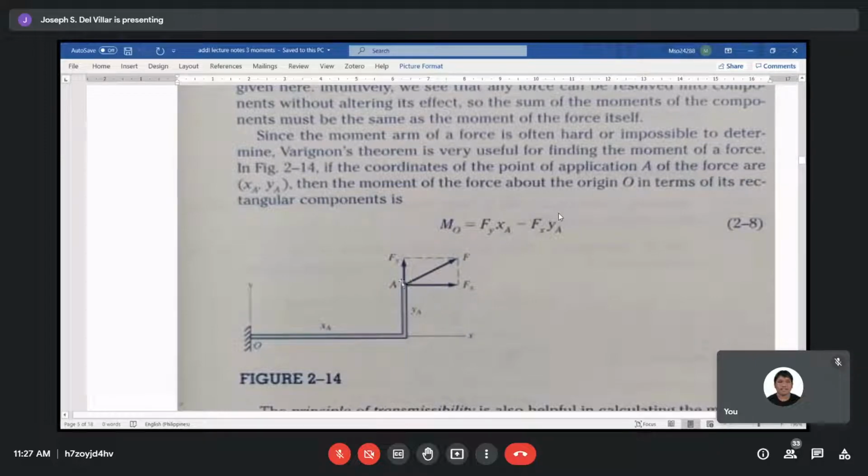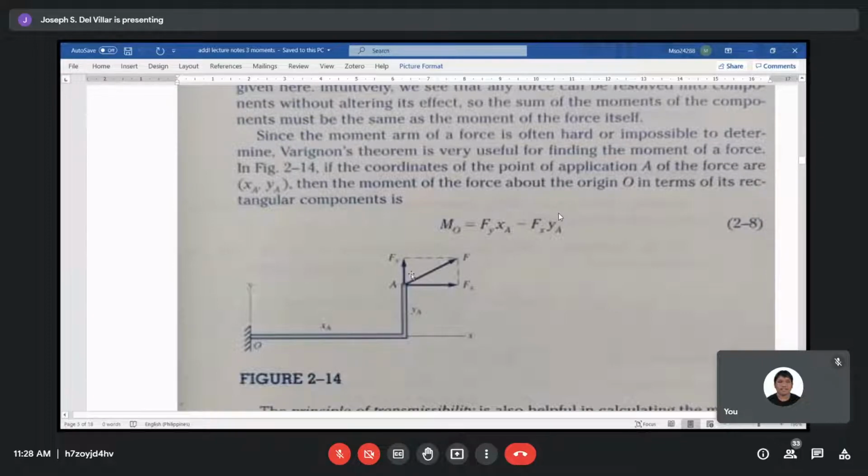So dalawa na ngayon, di ba? Both of them merong moment with respect to O. Okay, by the way, if the force passes through the pivot, zero moment. In all cases, no? Kapag ang force dumaan sa pivot point, wala siyang moment. Zero. Why? Because wala siyang moment arm, no? Wala siyang distance. As long as the force hindi dumadaan sa pivot, mayroon siyang moment.